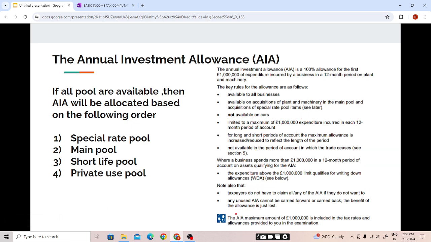I hope this is clear. The maximum amount of AIA, that is 1 million, is included in the tax rates and allowances provided to you in the examination.